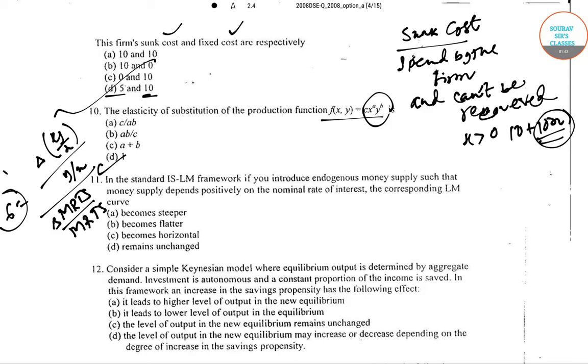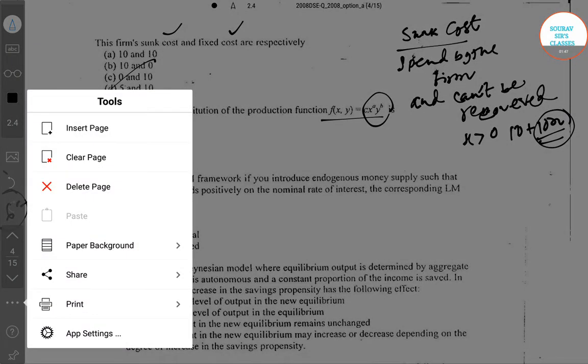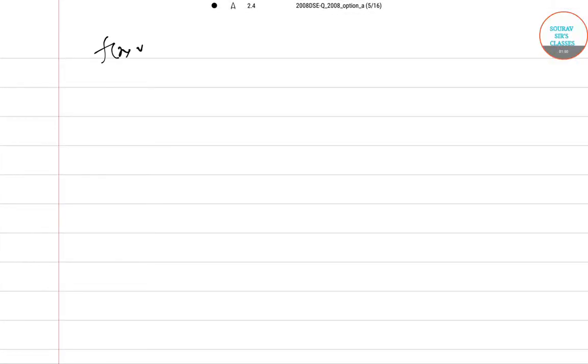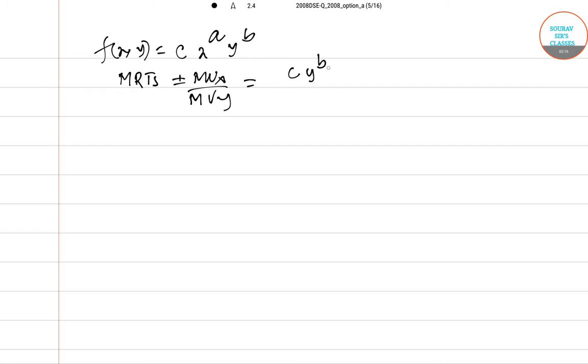If you try, you can calculate it. I can actually solve this one for you, if you find it a bit difficult. Our f of x is equal to c times x to the power a and y to the power b. So basically our MRTS, which equals MUx by MUy, is, for the MUx part, c y^b a x^(a-1), and for the y part, c x^a b y^(b-1). So it is essentially a by b times y by x.